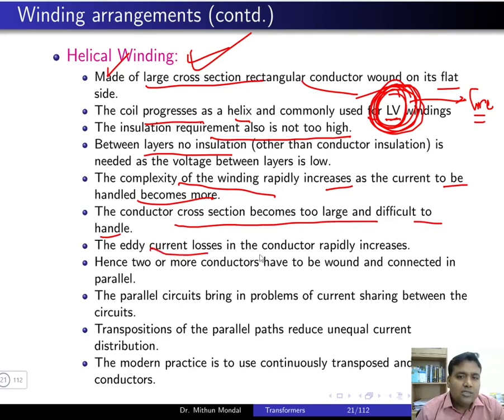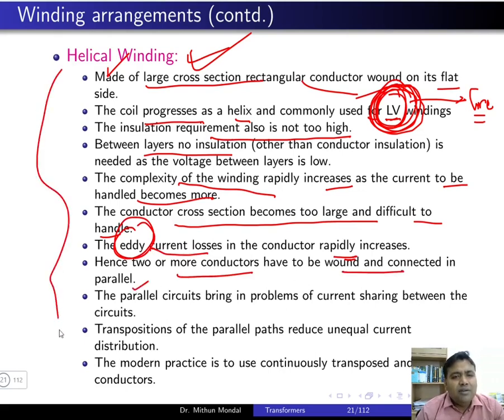The eddy current loss in the conductor rapidly increases. So again the eddy current loss will be there, and two or more conductors have to be wound and connected in parallel. So these are basically different points which I will not read out in more detail for the helical winding, which you can just see to understand the nature of the helical winding.